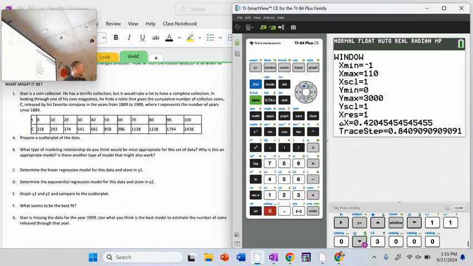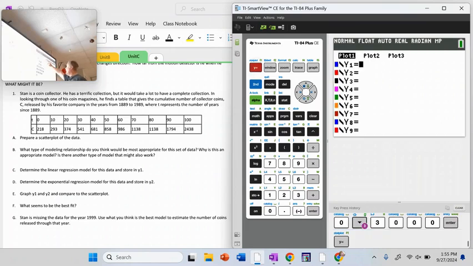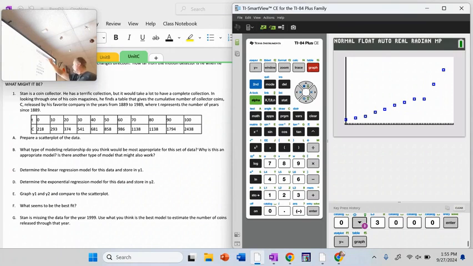Hey, that's what your calculator does, right? Anyway, enter, and then, by the way, my plots won't plot. I won't see points if the plot's not on. Graph. Okay, there we go.